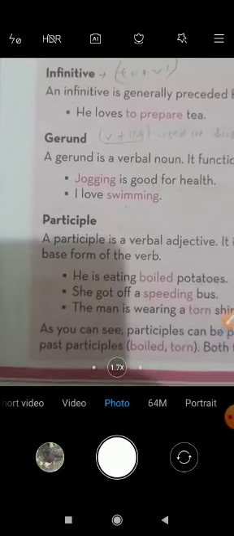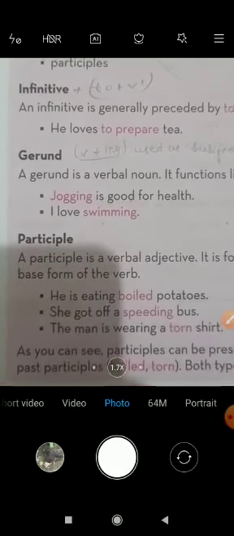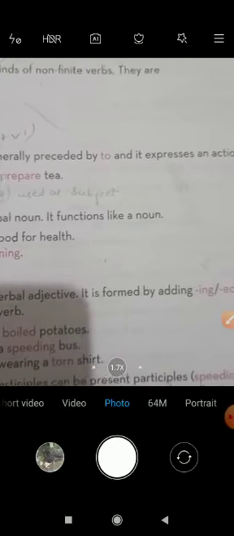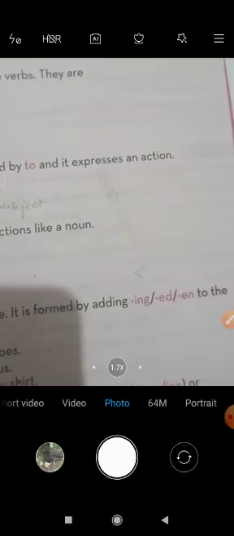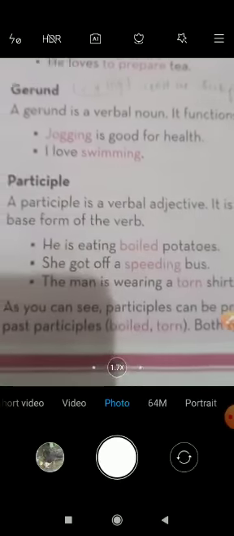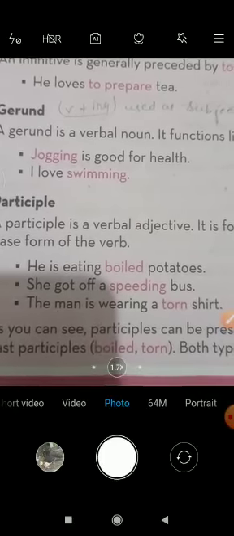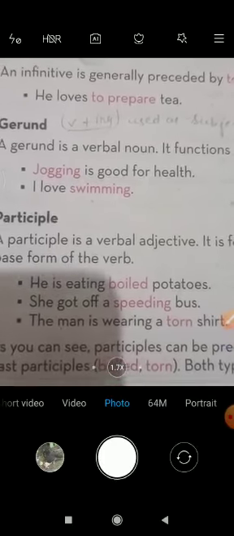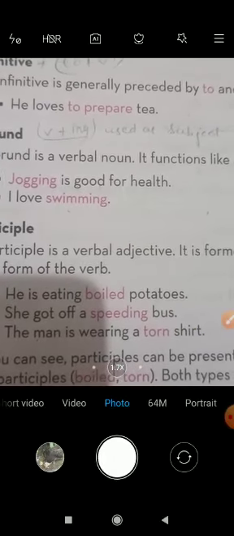What is a participle? Participle is a verbal adjective. It is formed by adding ing, ed, en to the base form of the verb. Now you can see: he is eating boiled potatoes. She got off a speeding bus. This man is wearing a torn shirt.